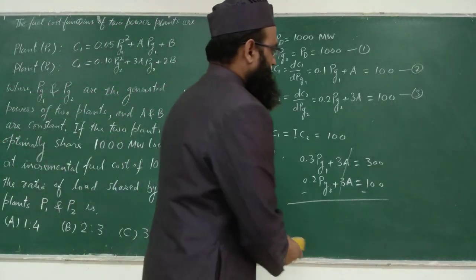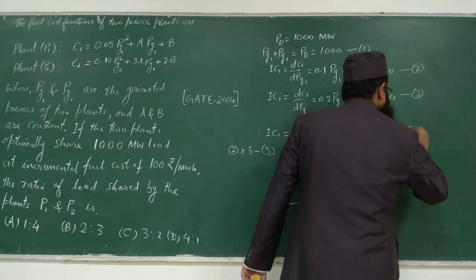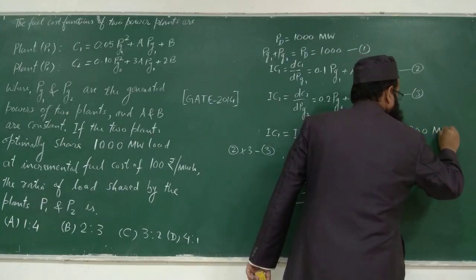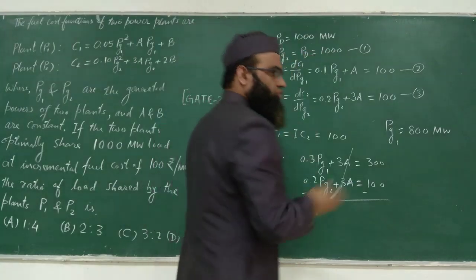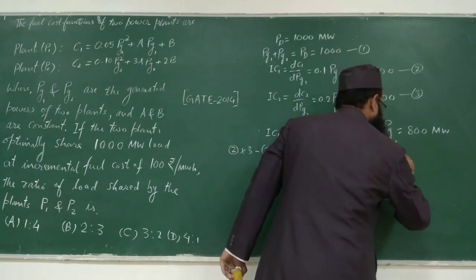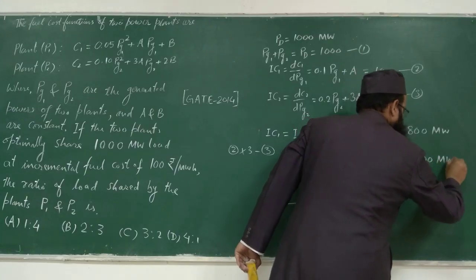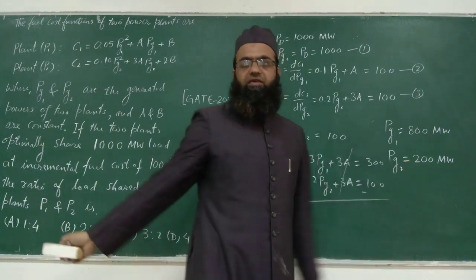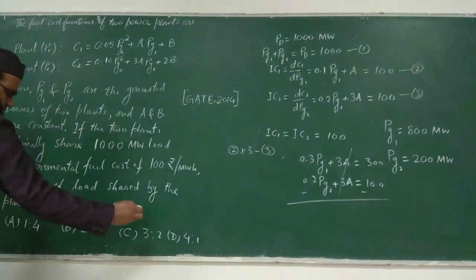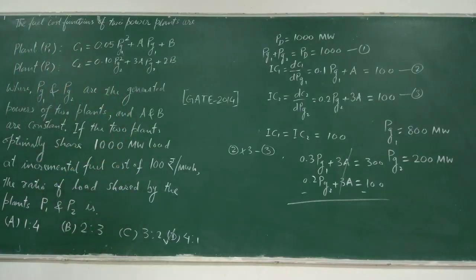So Pg1 is coming out to be 800 megawatt, and the remaining one will be 1000 minus 800, that is 200, right? So Pg2 is coming out to be 200 megawatt. So the ratio will be 800 upon 200, that is 4, okay, D will be the answer. Any question here? This is so easy, right?